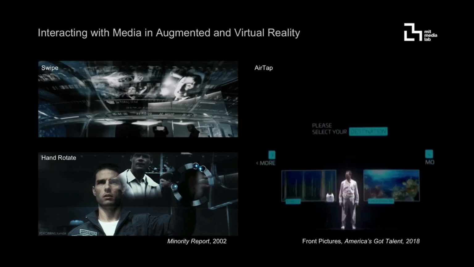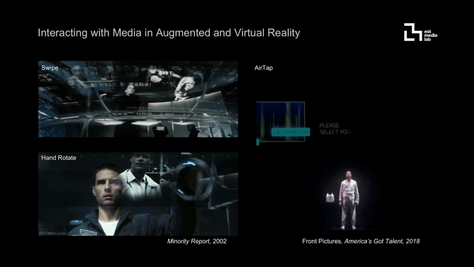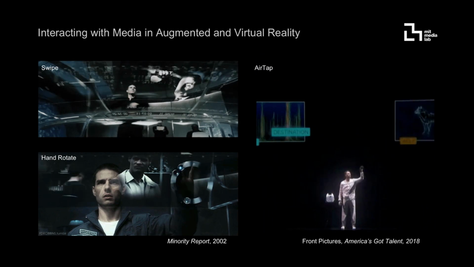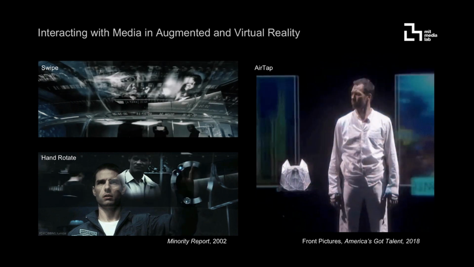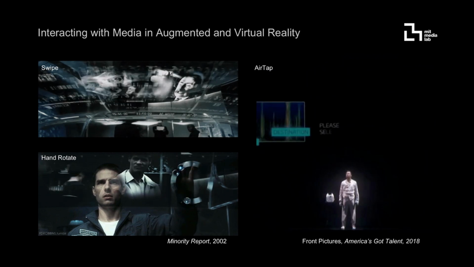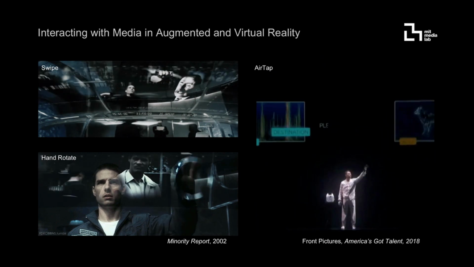So if you look at sci-fi, we see Minority Report where Tom Cruise swipes across the screen. He also rotates his hand to control content that he sees. And on the right side, in America's Got Talent, there was a demonstration of an individual in VR playing with content, moving it over to the corner of the screen and selecting his options. Now, we see this in sci-fi, and we want to make this a reality, not just for visualization purposes but for collaborative purposes.